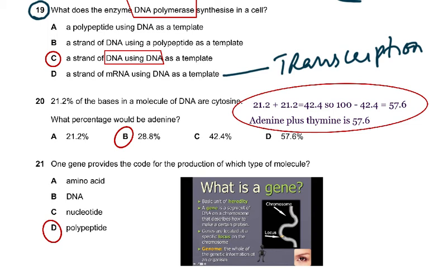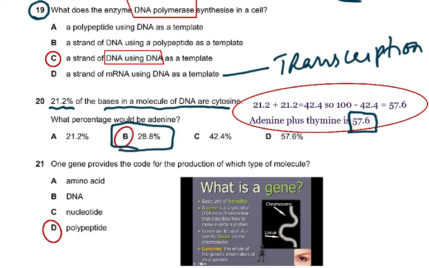So this is how from one MCQ, I make a number of MCQs and see how well you've understood it. Then it says in question 20, 21.2% of the bases in a molecule of DNA are cytosine. So what percentage would be adenine? If we have 21.2% cytosine, then that means 21.2% is guanine. So 42.4, so 100 minus that is 57.6, and adenine plus thymine is 57.6. So what percentage would be adenine? It is half of 57.6, and that is 28.8%. So that's a bit of math that you have to do.